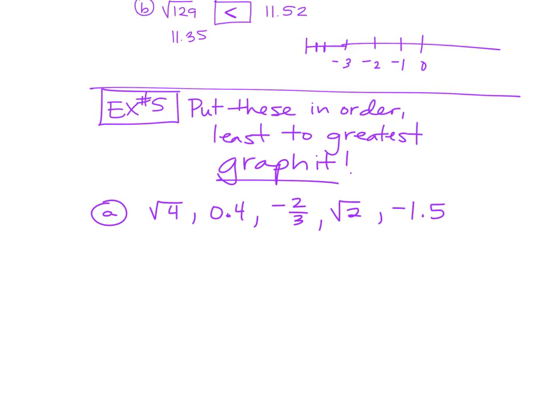So we're going to break it down. What's the square root of 4? 2. So we have a 2. This one's still going to be 0.4. That's already a decimal. What's negative 2/3 as a decimal? 0.6 repeating, right? So 0.6 repeating, and it's negative. The square root of 2, just plug into your calculator. You get 1.41, we'll call it. And then this one's negative 1.5.